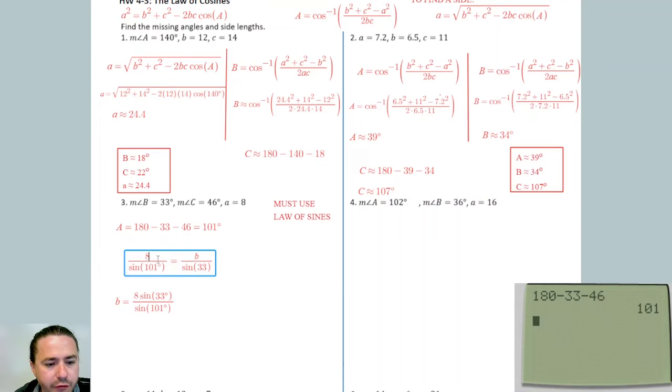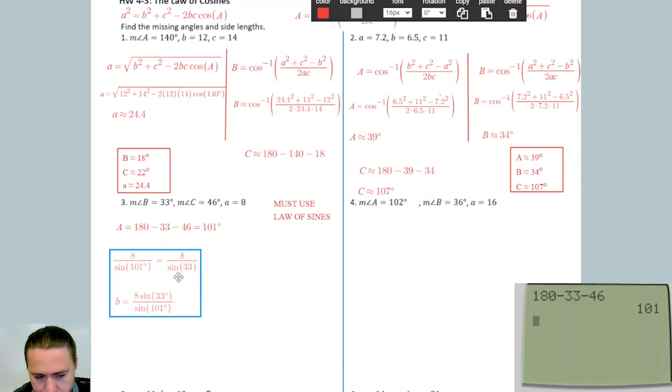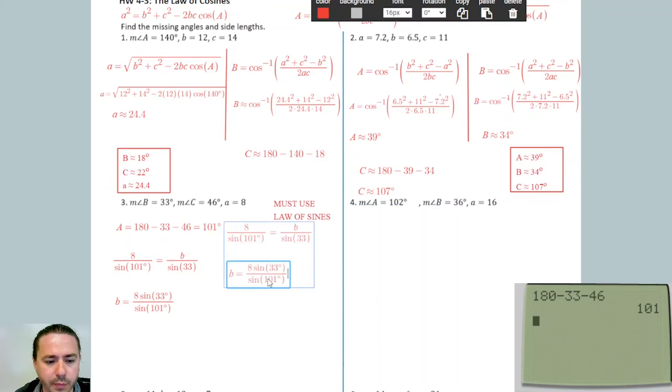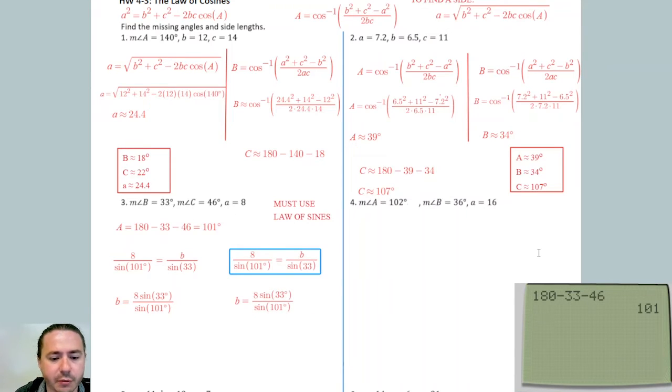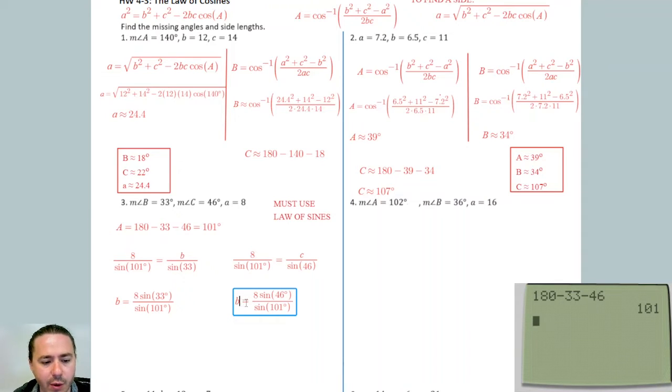And we're going to solve for side C similarly. So before I break out the calculator, I'm just going to copy what I have here and replace the important pieces. So I'm still going to use this side A, angle A combo for my first ratio, but for my second ratio, I've got side C over the sine of 46. So it should be 8 times the sine of 46 divided by the sine of 101. And that'll be how we find C. So now let's just put both of these in our calculators and we're going to be done.